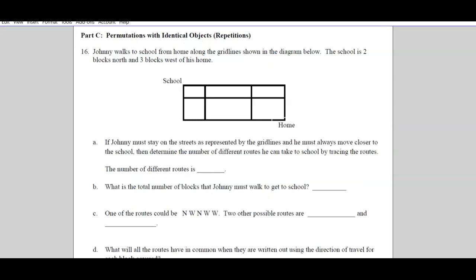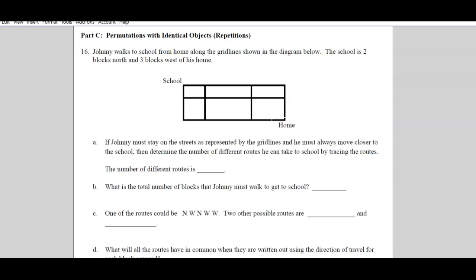Next is when we might have identical objects. So in a word that's given to you, maybe there's 2 T's or 2 M's or something like that. That's going to cut down our number of different permutations, because an M is the same as an M. So let's take a look at this particular example, because this will lead into pathway problems, the practice sheet afterwards. This is an application of identical repetitions.